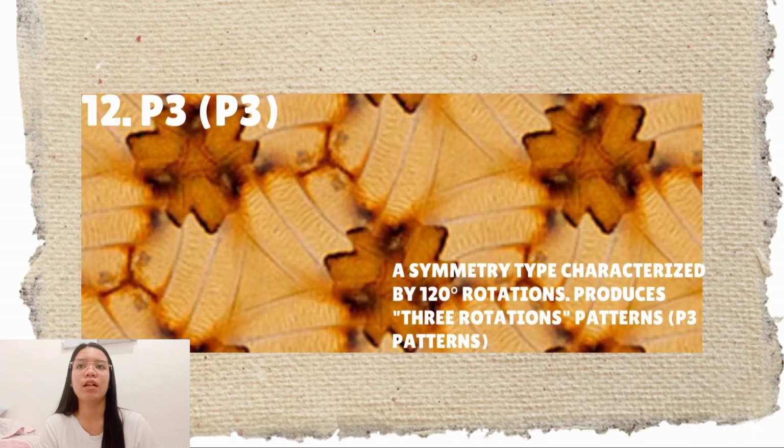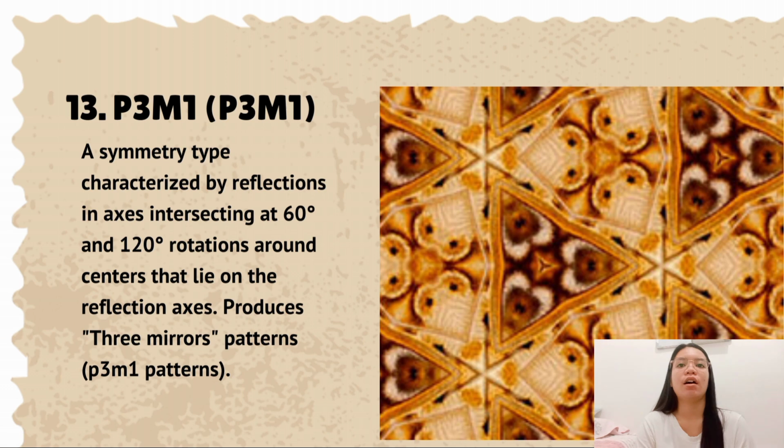And the 12th example, we're almost there, is P3, a symmetry type characterized by 120-degree rotation. Earlier it was 90 to 180. Right now we've got a 120-degree rotation, which is the 3-rotation pattern. That is why it's called P3, because it has 3 rotations in the pattern, as you can see on the top example.